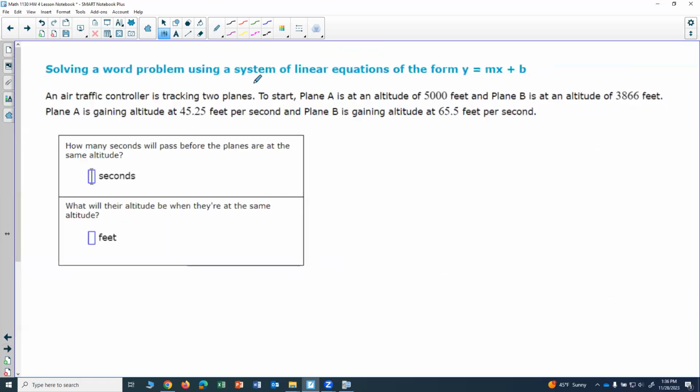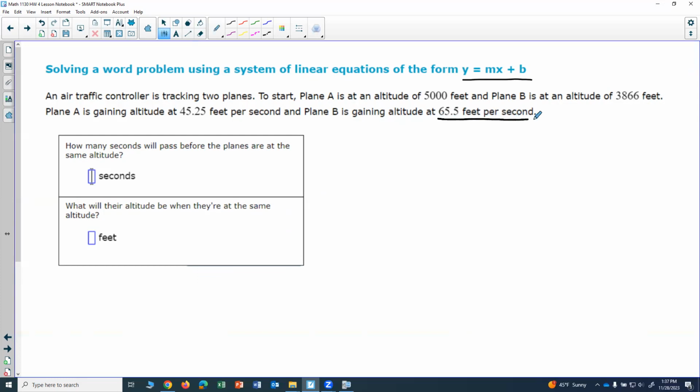Let's look at another example. This is solving a word problem using a system of linear equations in the form y equals mx plus b. An air traffic controller is tracking 2 planes. To start, plane A is at an altitude of 5,000 feet, and plane B is at an altitude of 3,866 feet. Plane A is gaining altitude at 45.25 feet per second, and plane B is gaining altitude at 65.5 feet per second.